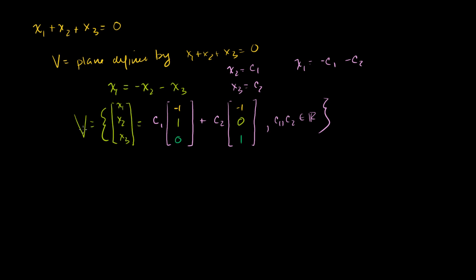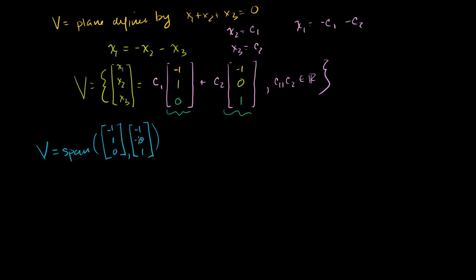So V is essentially the span of these two vectors, all of the linear combinations of these two vectors. That would represent that plane. So let me write it like this. V is equal to the span of the vectors minus 1, 1, 0, and the vector minus 1, 0, 1. And you can see that these are linearly independent right here. Obviously, there's no linear combination of this guy that can give you a 1 over here, and there's no linear combination of this guy that'll give you a 1 right there. So this is what V is.